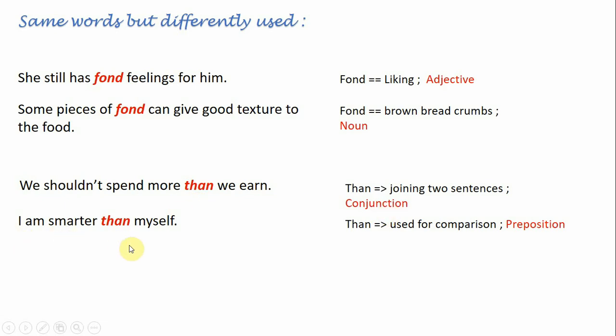I am smarter than myself. Look here. Than is now comparing me with myself. So when it is comparing things, it becomes a preposition. Than is a different thing, differently used in different sentences. So if you got interested, let's move on.